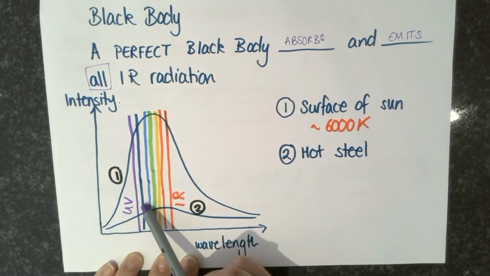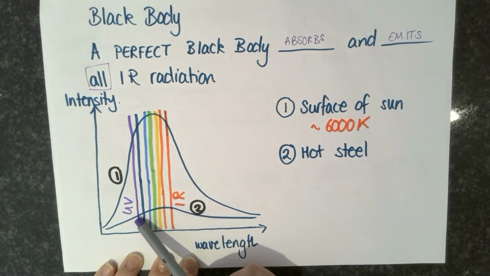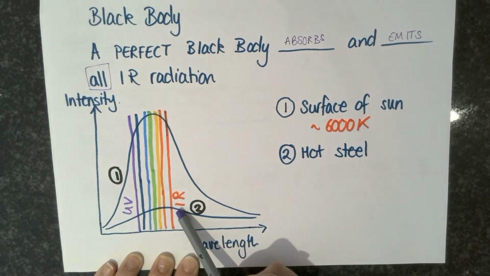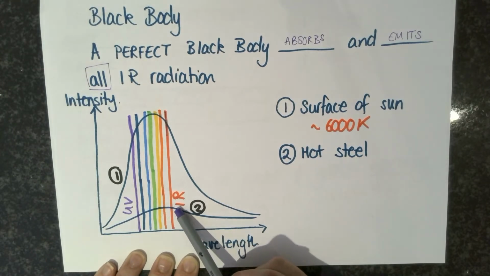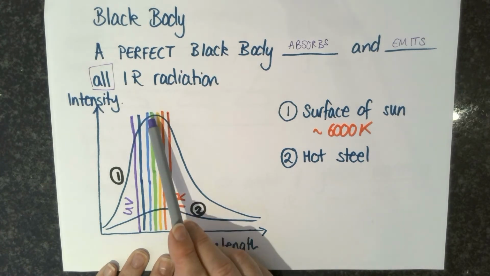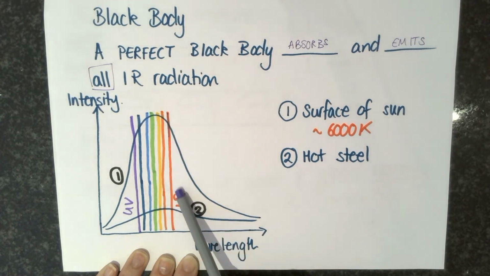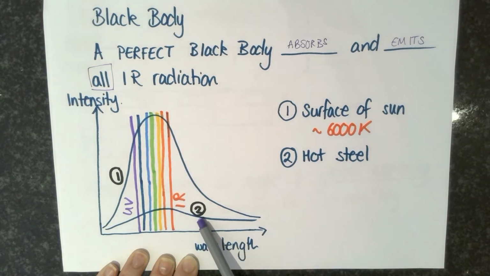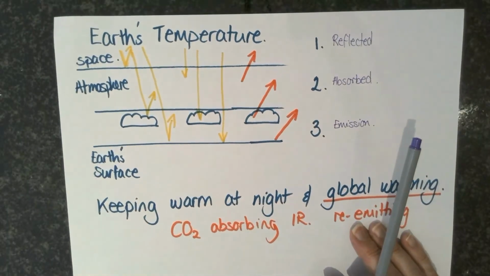But if we're to look at a piece of hot steel, it's cooler, a lot cooler than the surface of the sun, and that peak has dropped. There's a lot less energy being released, and we've peaked in the red area of the visible spectrum. So that is why a piece of hot steel would glow red. The key thing I want you to note from here, though, is the change in wavelength. So it increases in wavelength the cooler your object gets. And that's key for understanding the Earth's temperature.